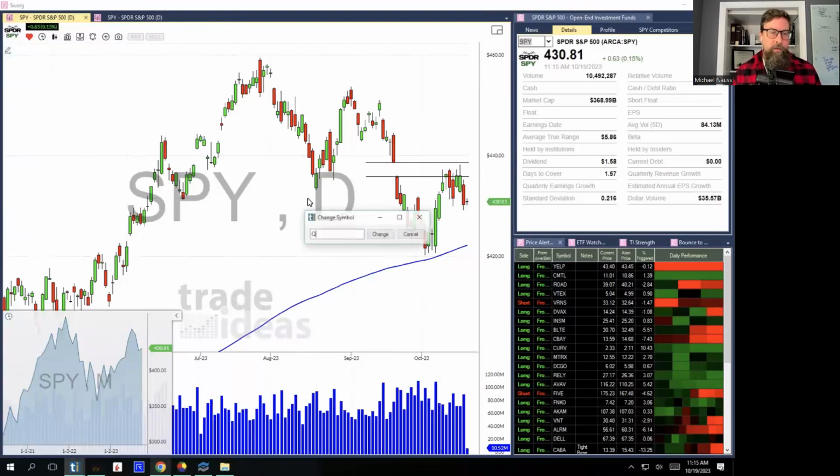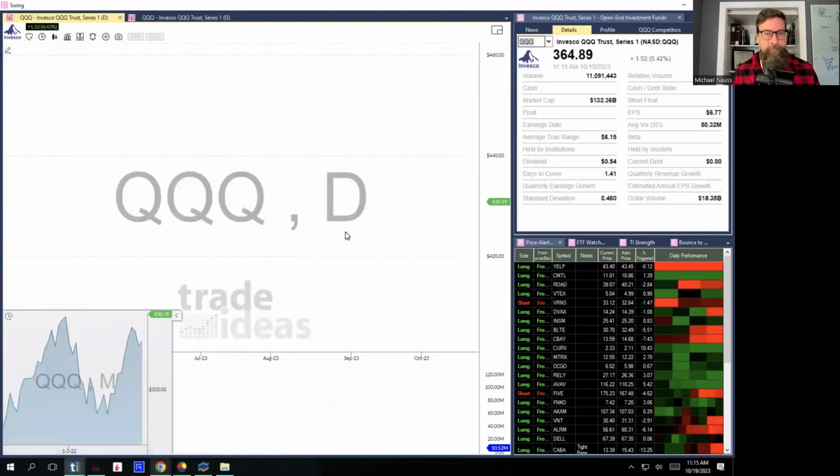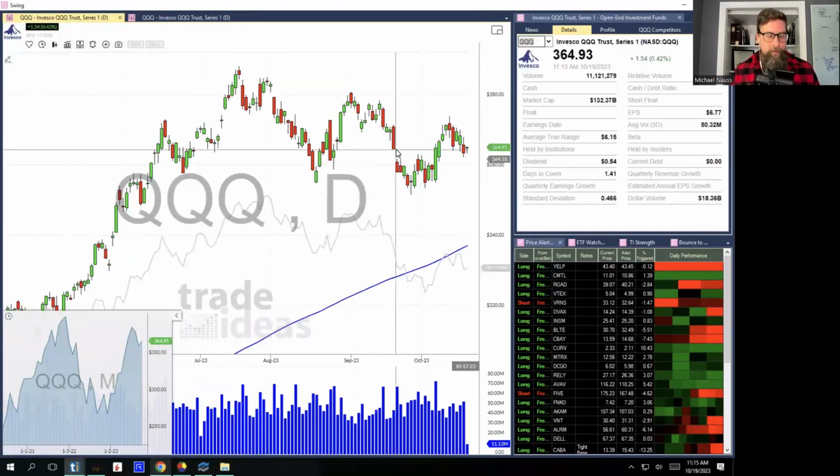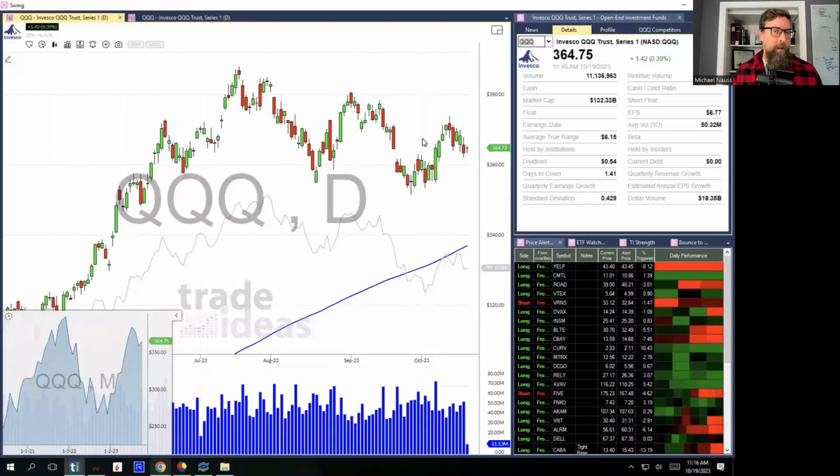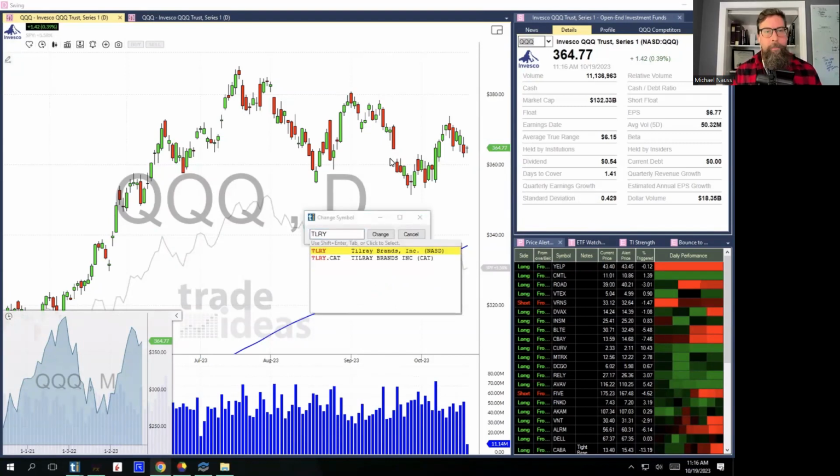And the Qs are going to be the same, right? They did a little bit better. They made it through that gap, but these gaps can be magnets. You can see how it broke through and then it came right back down. So this area, I think, is very, very important for both the S&P 500 and the Qs. So you have to hold this area and start moving higher before I'm super interested in getting really involved long in the market. And then Tilray.